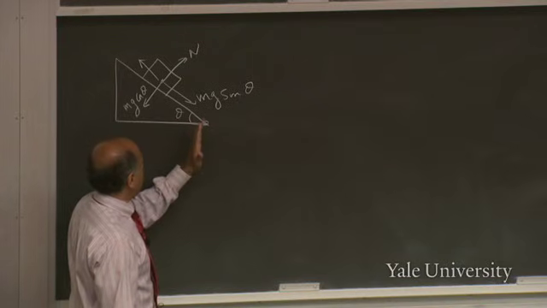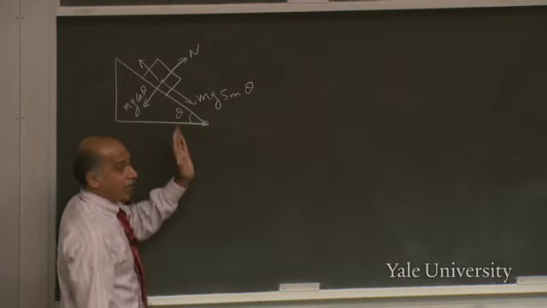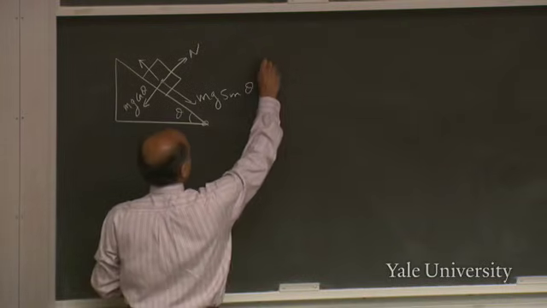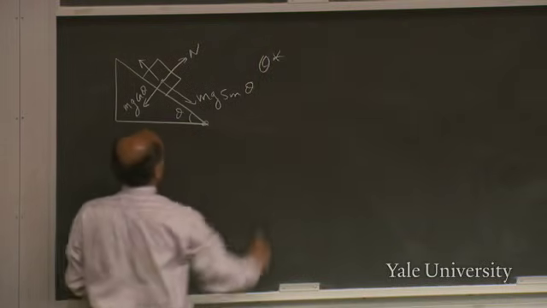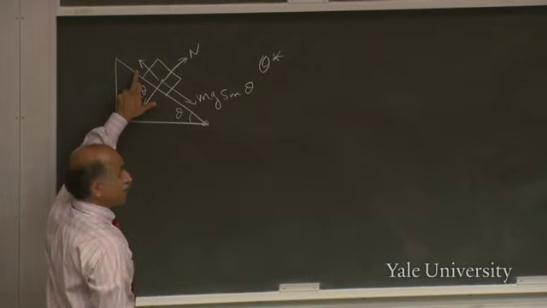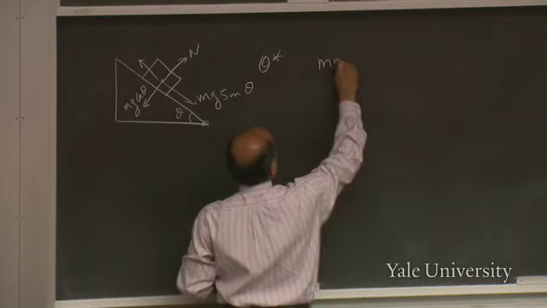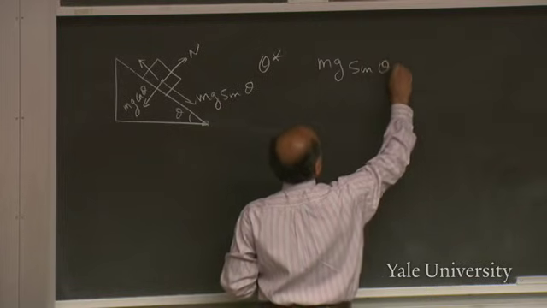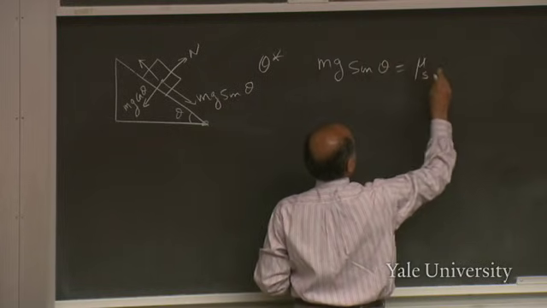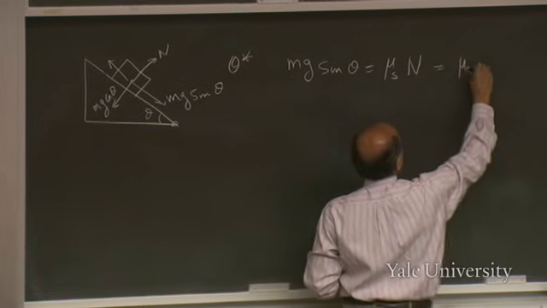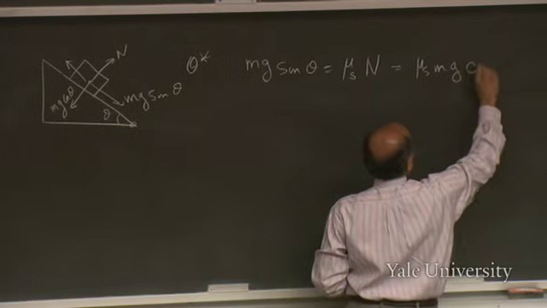But if I've cranked up the angle to that maximum angle beyond which it cannot stay there, let's give a name to that angle, theta star. Well, at the maximum angle, friction is doing the maximum thing it can do. Then we can certainly say mg sine theta is equal to the static friction times N, which is now mu_s times mg cosine theta.